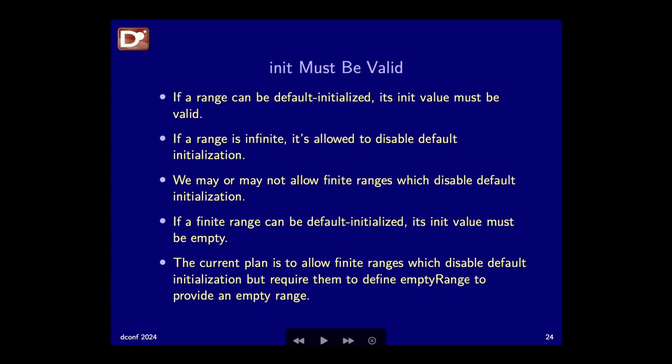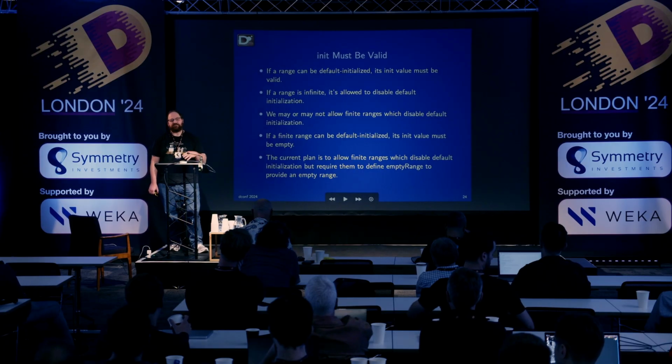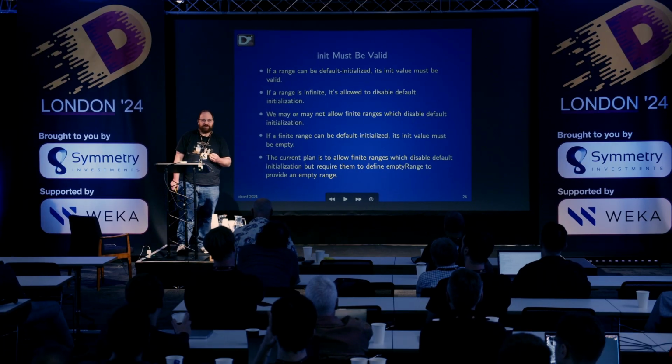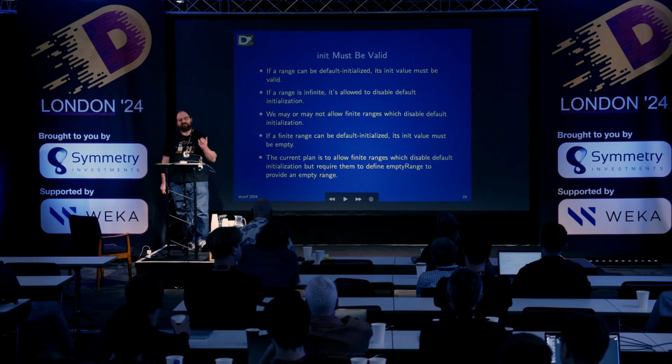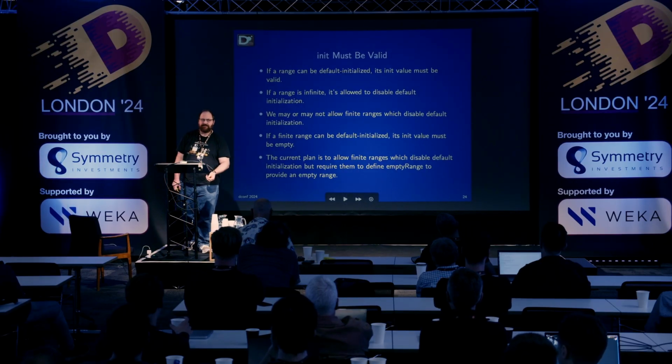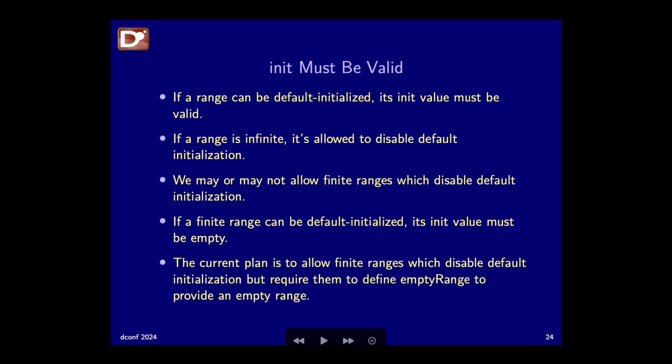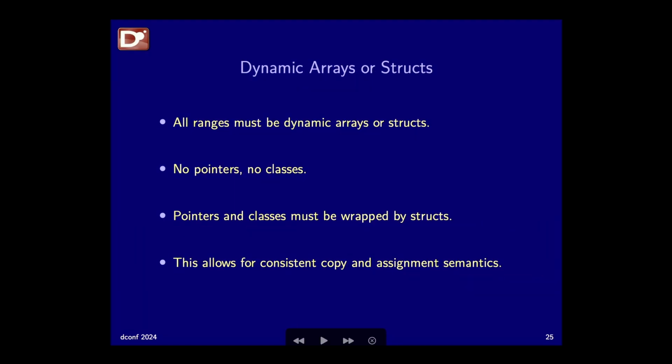But much as we'd like to disable default initialization, there are issues with regards to infinite ranges and their state where you can't really force them to have a valid init state when it actually needs runtime information, because they can't give you a valid state without that runtime initialization. So the init value is just not going to work. We would need default constructors or something to handle that in all likelihood. But we don't have those.